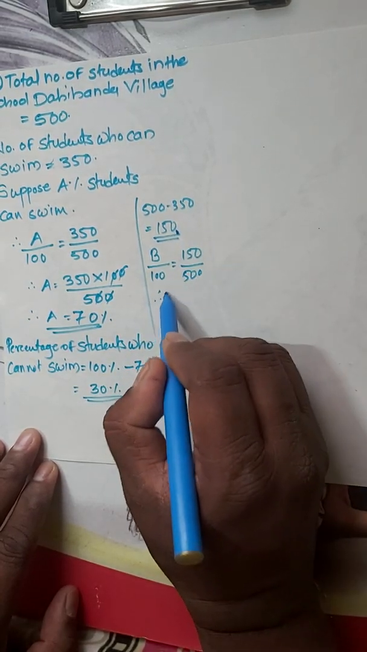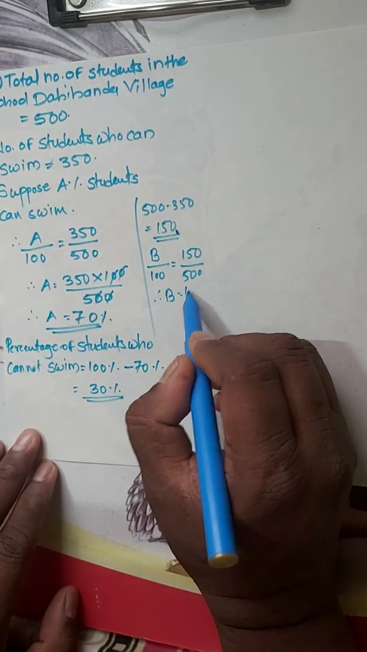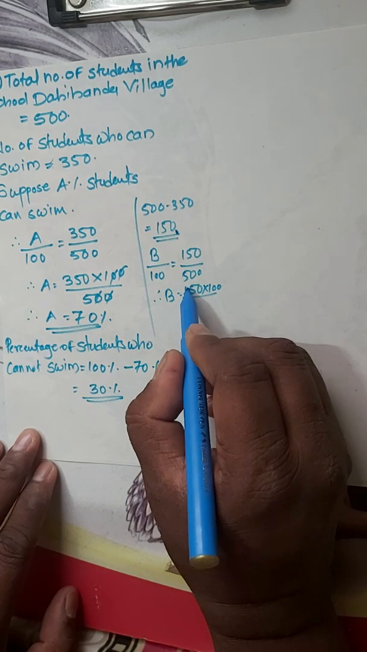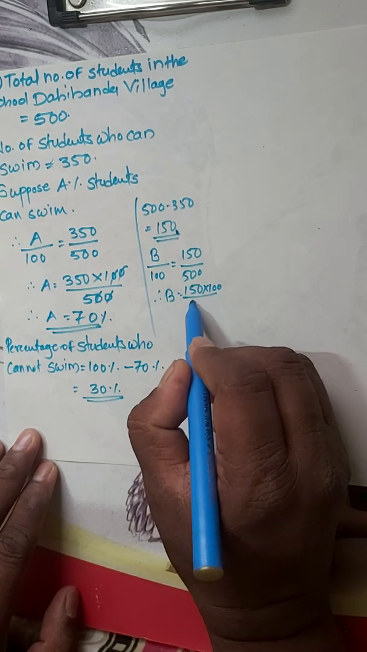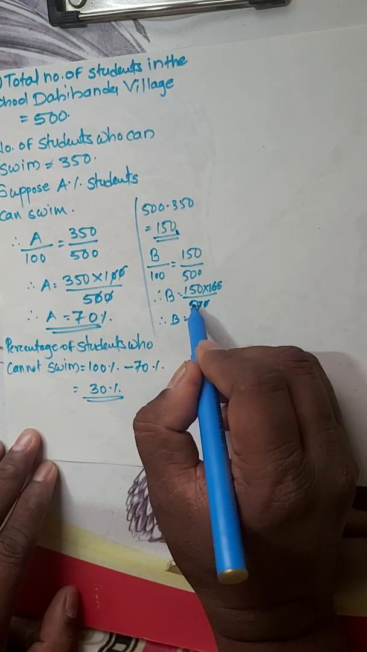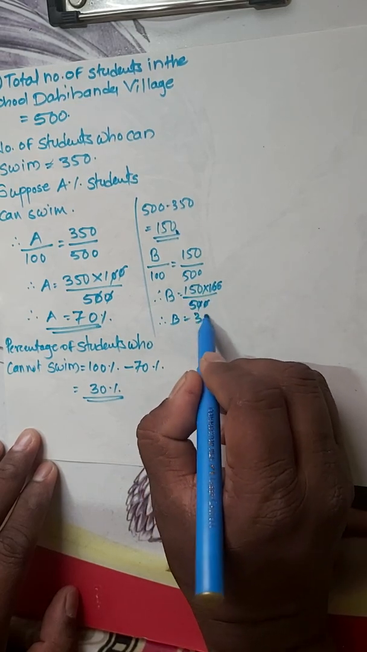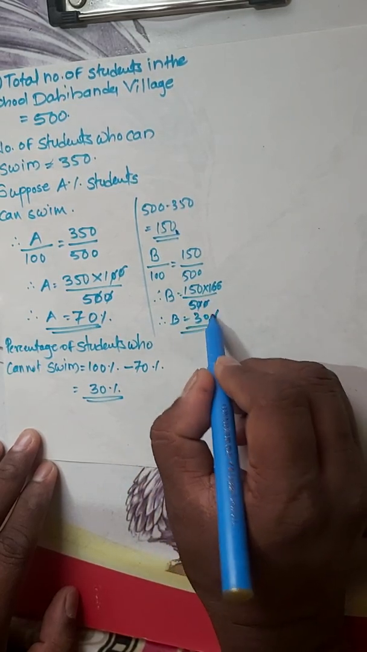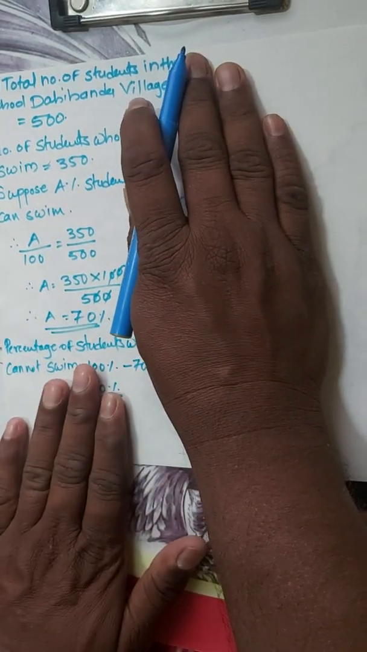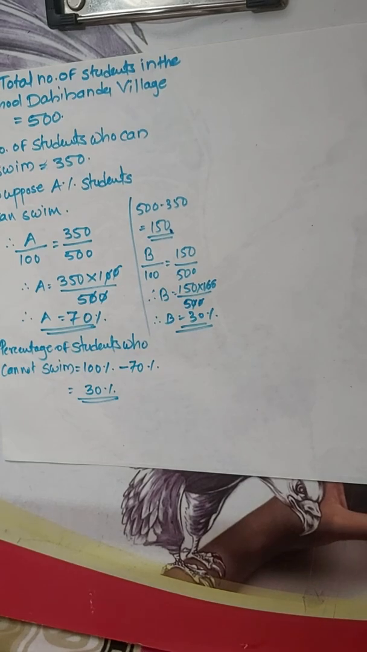150 means the number of students who are not able to swim or who cannot swim, upon 500. So therefore B is equal to 150 into 100 upon 500. So therefore B is equal to 30. So this way also you can find 30%. Anyway, you can solve the example.